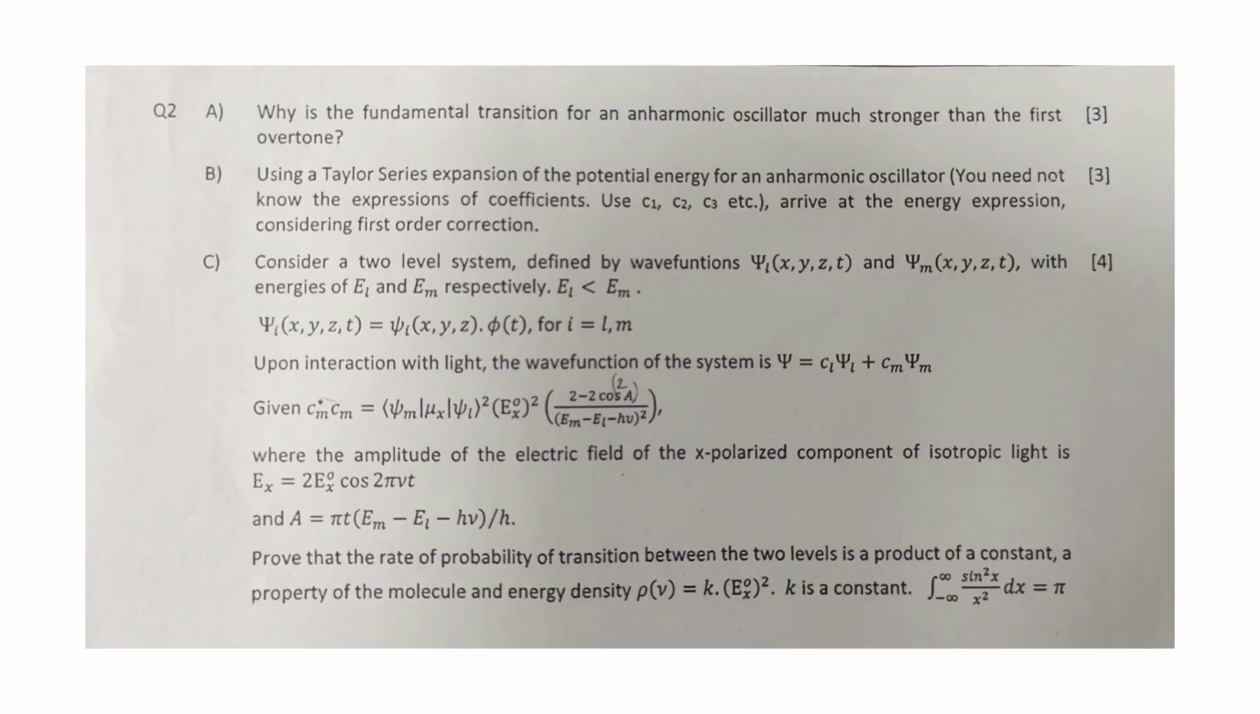I hope you understood a lot from these questions. Why are the transitions weak for the overtones compared to the fundamental transition? We took it axiomatically till now, but we have solved it. We have shown it with the TMI, the transition moment integral also, and with the other problems.